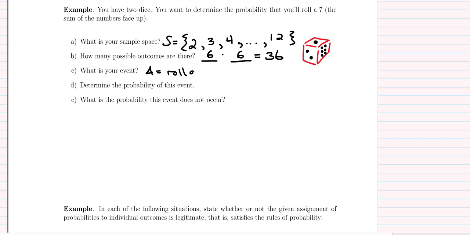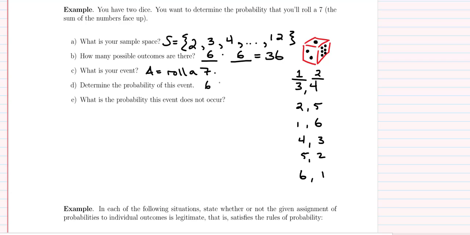So roll a 7. We want to think about how many different ways we can have a 7. Well, we can have a 7 if we do 3 and 4. We can have a 7 if we do 2 and 5. We can have a 7 if we do a 1 and 6. But remember, this is the first die, and this is the second die. We're not told that order matters, so we can also look at it as 4 and 3, 5 and 2, 6 and 1, and so we have 6.